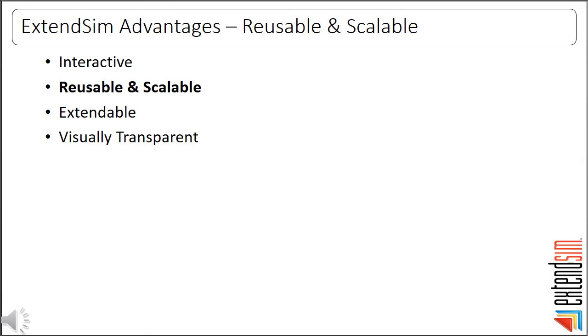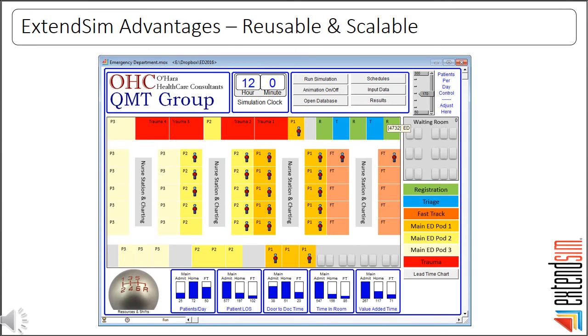ExtendSim allows you to create reusable components. An H-block is a collection of blocks wrapped up as one. Sometimes this is done to break the model into smaller functions, and sometimes this is done so that the components can be reused. Let's take a look at this example model to see the use of H-blocks.